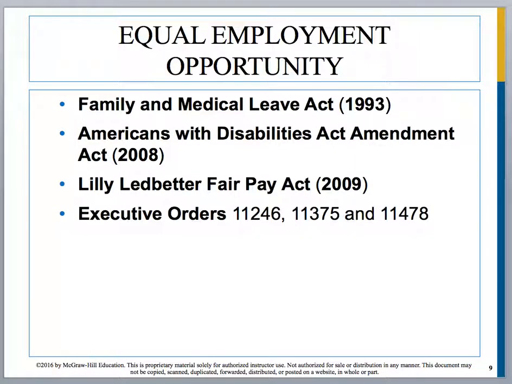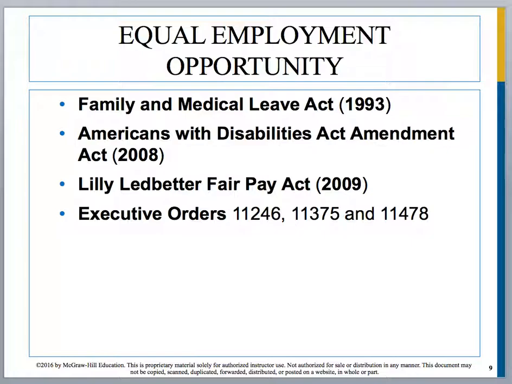The Family and Medical Leave Act of 93 enabled qualified employees to take prolonged unpaid leave for family health-related reasons without fear of losing their jobs. Under the law, you can use this leave if you're seriously ill, you have an immediate family member who's ill, or in the event of birth, adoption, or placement of a foster child.